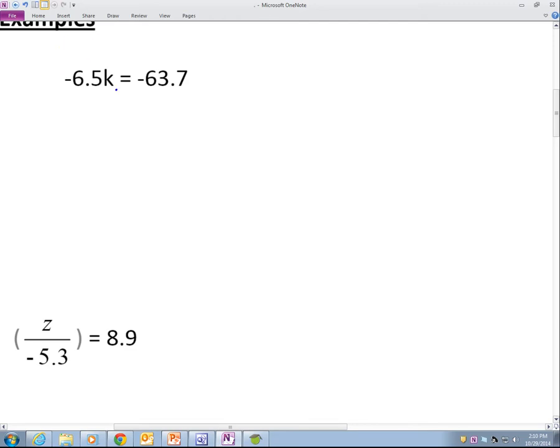Since negative 6.5 is being multiplied by k, to undo that, I have to divide by negative 6.5. And I can do both sides because of the division property of equality. I have to do both sides.